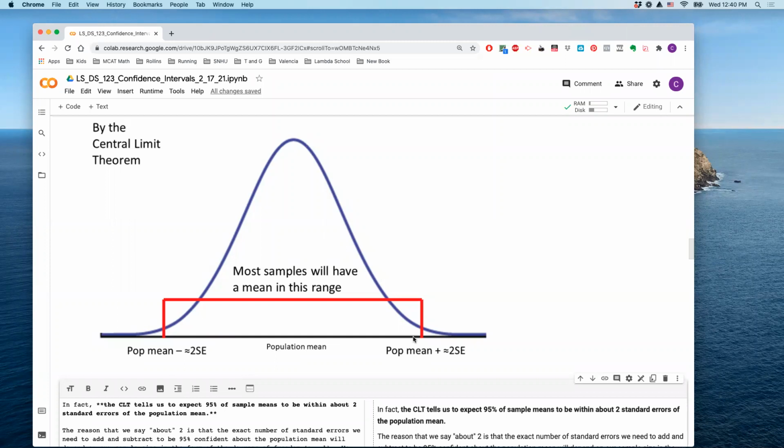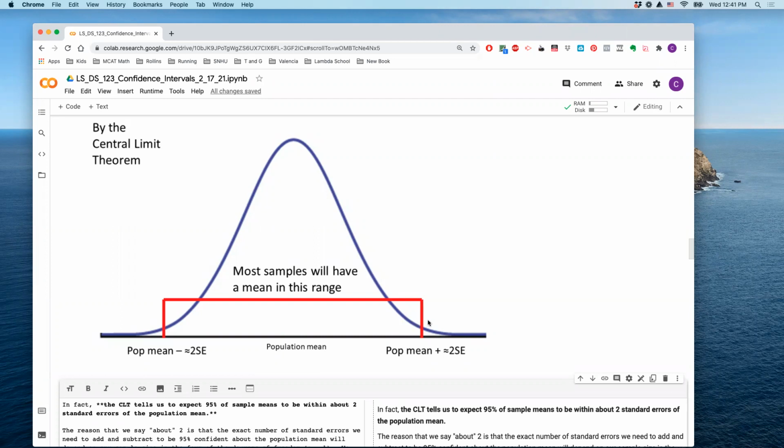Or if I'm like up here and I add plus and minus 2 standard errors to this value of the sample mean, I'm still going to capture my population mean. It's only when I get outside of 2 standard errors from the population mean where I would not still capture the population mean in my interval if I added 2 standard errors. And so remember, we only take one sample. We don't know which sample we got. We don't know if we get a great sample mean that's really close to the population mean.